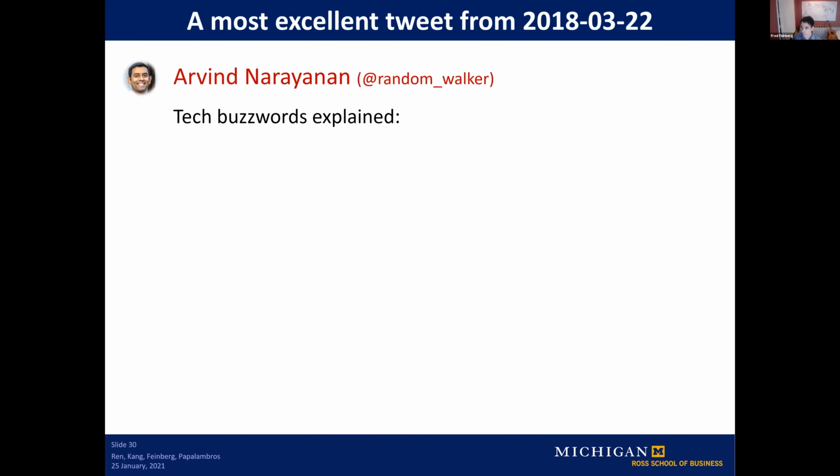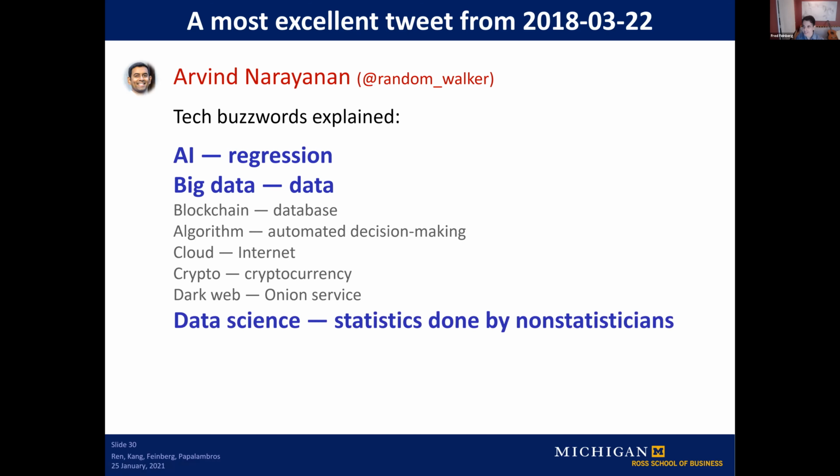At this point, I can't help but go into my favorite tweet probably ever. Arvind Narayanan is a computer science professor at Princeton, and this has gotten millions of upvotes. Tech buzzwords explained. AI is regression, and big data is data. Then there's a few more, and then the one I want to focus on, data science: statistics done by non-statisticians. Yes, it's a little bit snarky, and he's actually not a statistician.